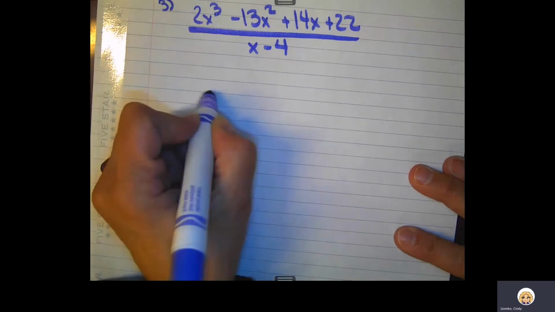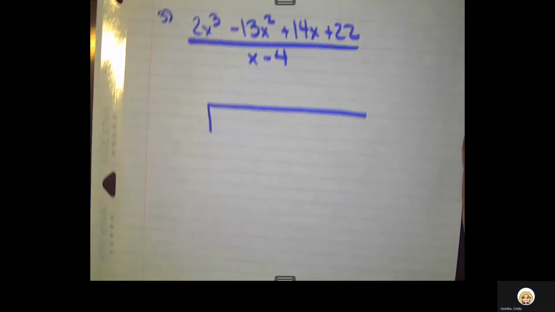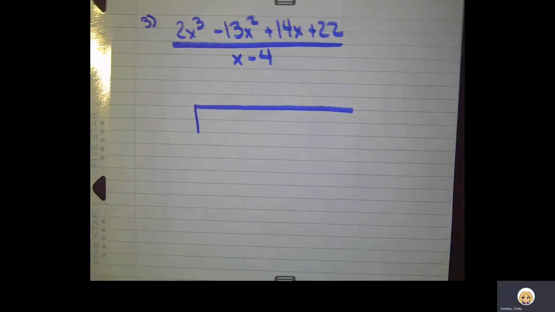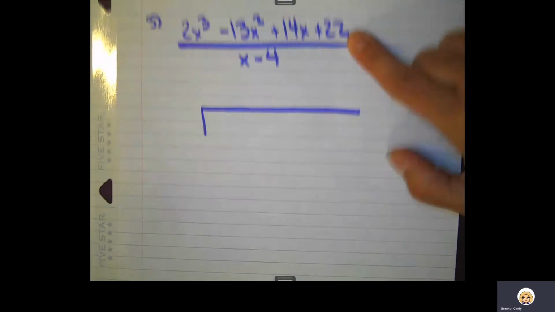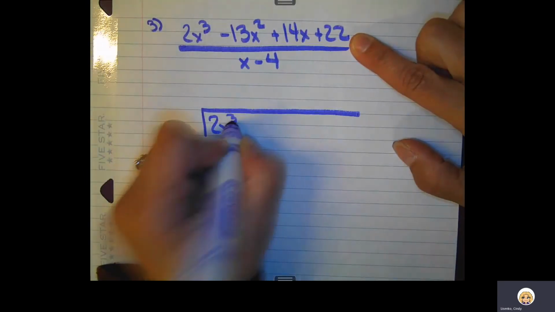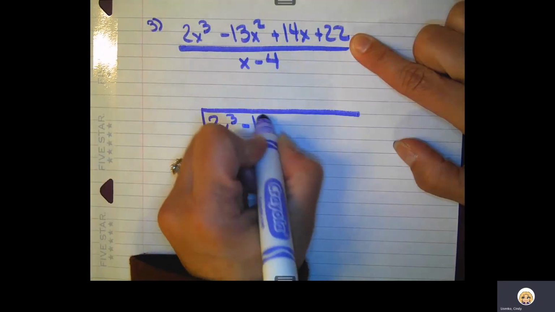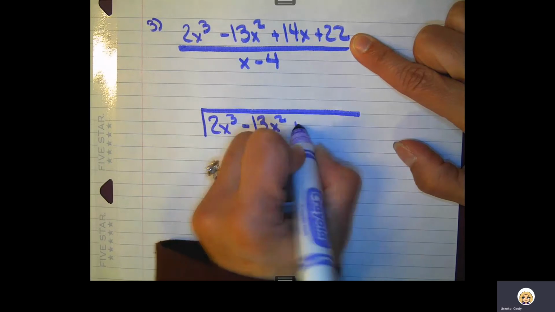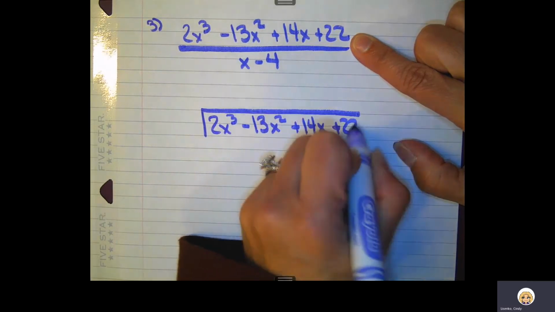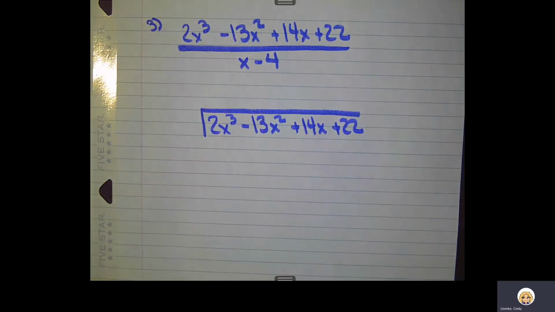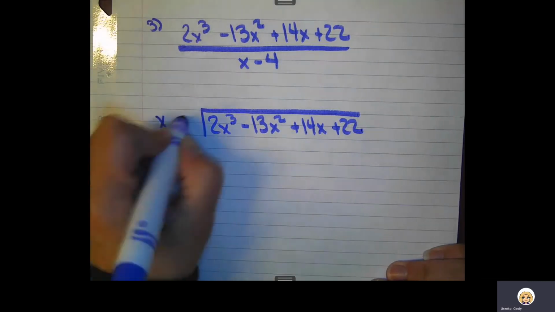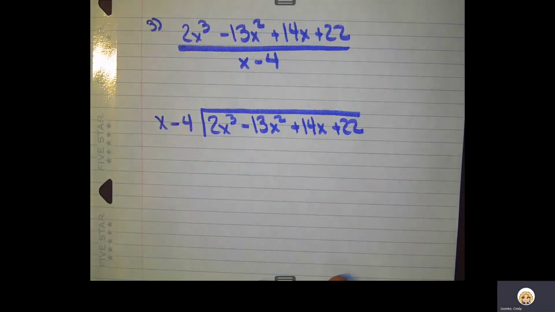All right, so let's set up the one I have in our notes. So I'm going to have my division sign. Hopefully you know what goes underneath. That is going to be the top of the fraction, so 2x cubed. I see all exponents, so minus 13x squared plus 14x plus 22. What do I put in front of it? That's what I'm dividing by, so x minus 4. All right, here we go.